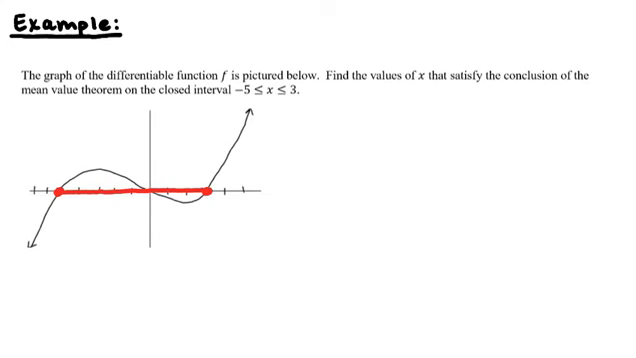So the places that will satisfy the conclusion of the mean value theorem will be the places where the slope of the tangent is horizontal, which I think is x equals 2 and x equals negative 3. Okay, these are the types of questions I can ask about them.